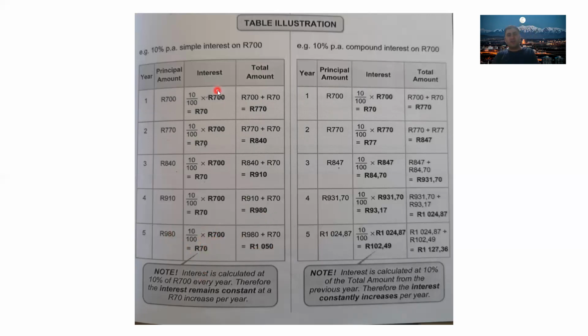So what we say for a simple interest, once we find the amount of the simple interest, it remains the same. It doesn't change. Okay, as you can see, after the first year, simple interest was 70 Rand. So every year, I'm going to add 70 Rand to what I have in my account. Okay, so we note that interest is calculated at 10% of 700 Rand every year. Every year, 10% of 700 Rand, which is 70 Rand. 70, 70, 70, 70. Therefore, the interest remains constant at a 70 Rand increase per year.